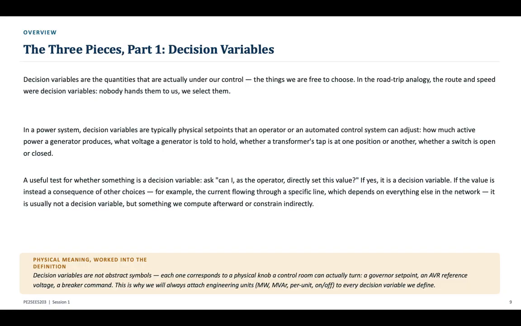A useful test for whether something is a decision variable: can I, as the operator, directly set this value? If yes, it is a decision variable. If the value is instead a consequence of other choices, for example the current flowing through a specific line, which depends on everything else in the network, it is usually not a decision variable, but something we compute afterwards, indirectly.